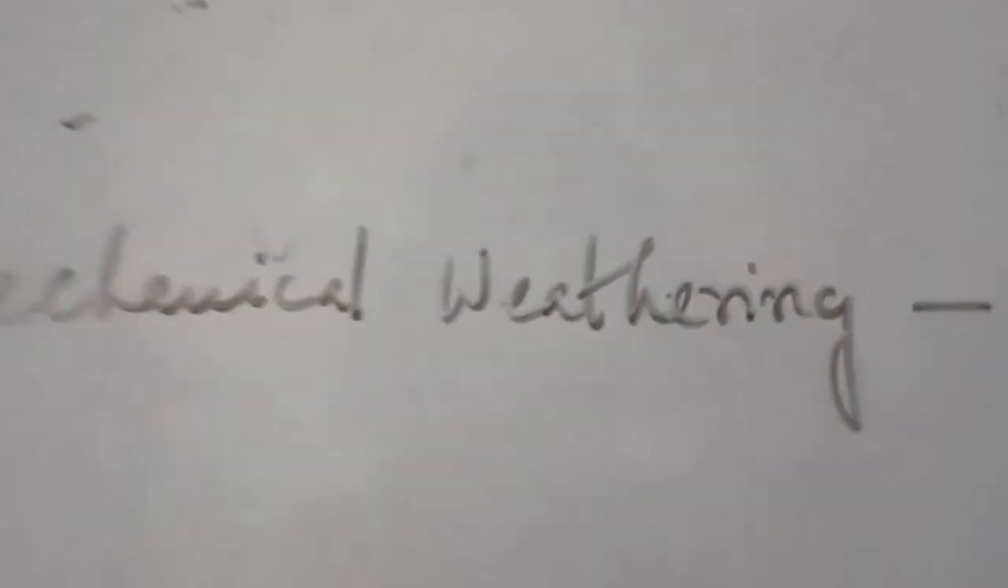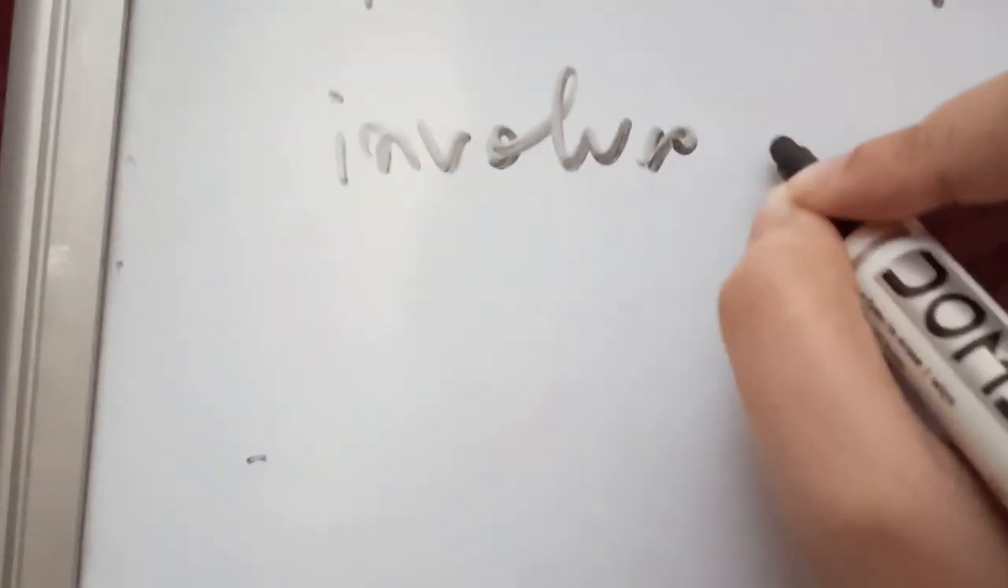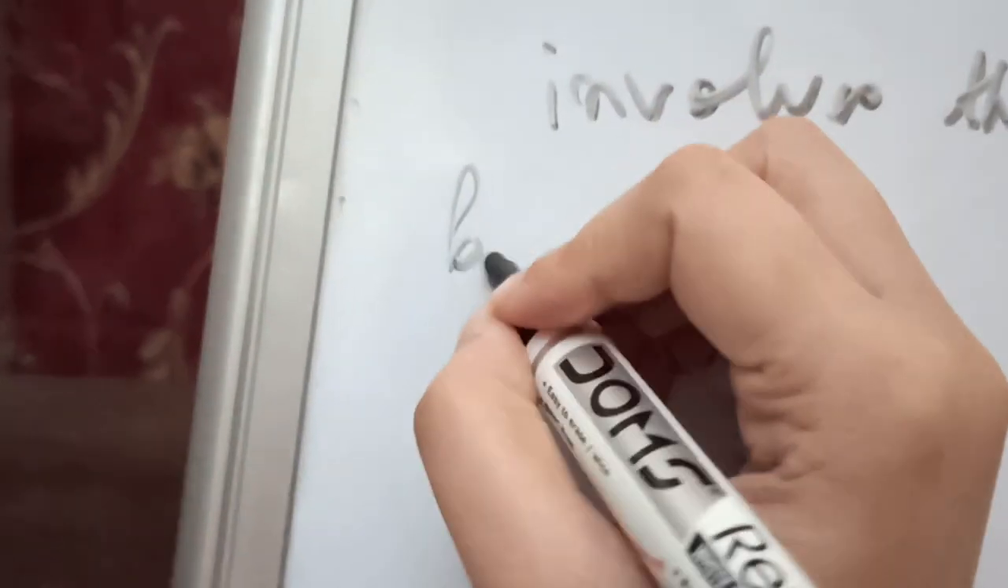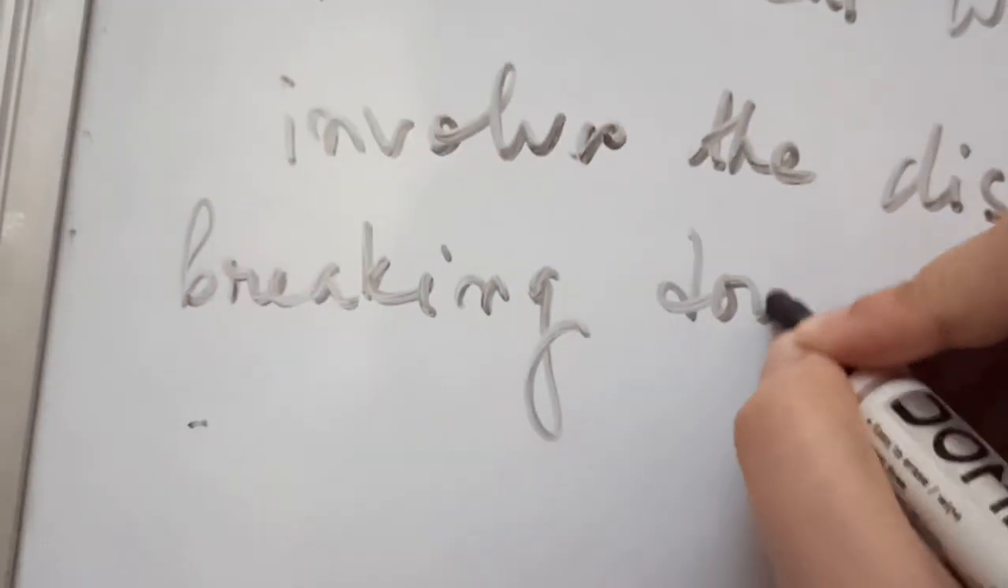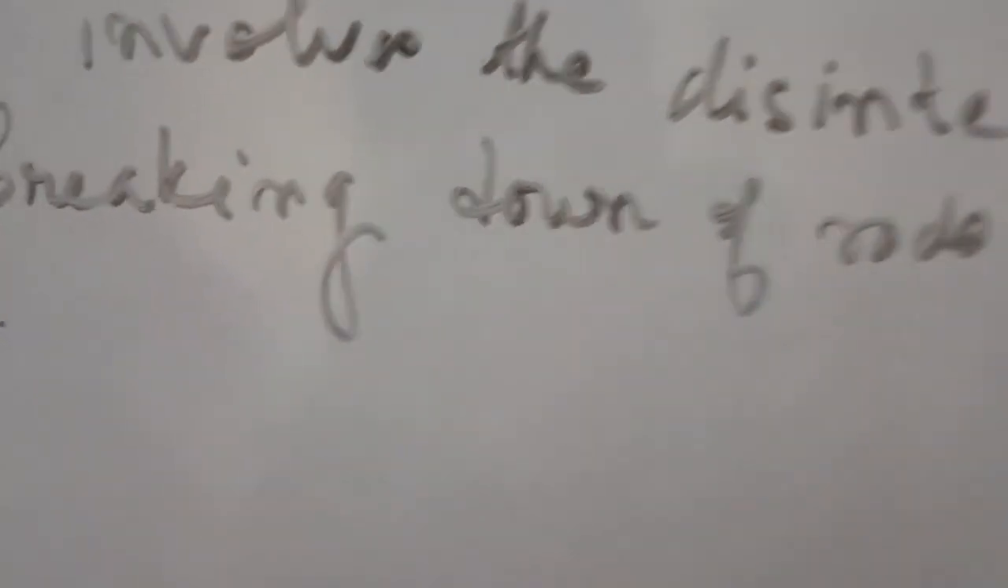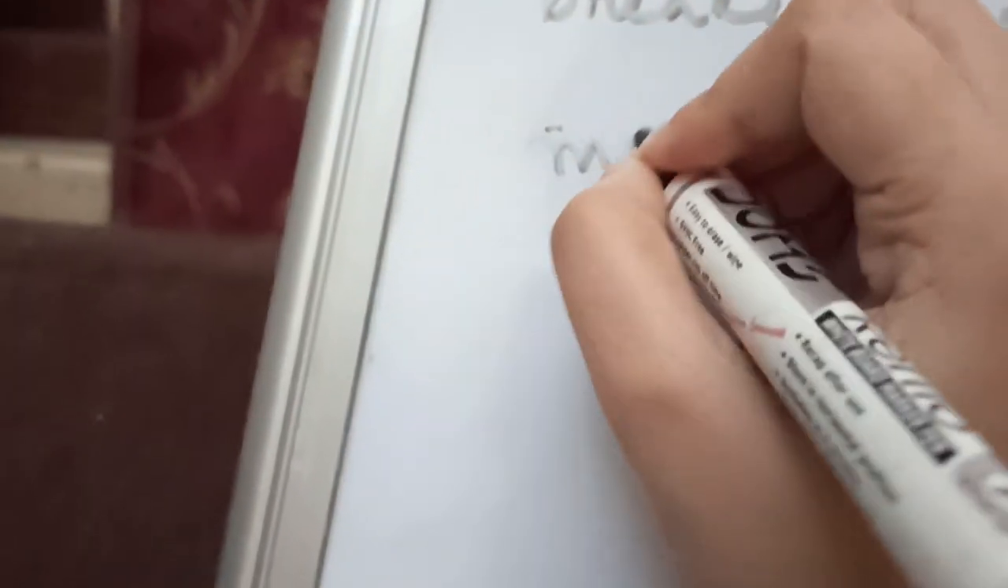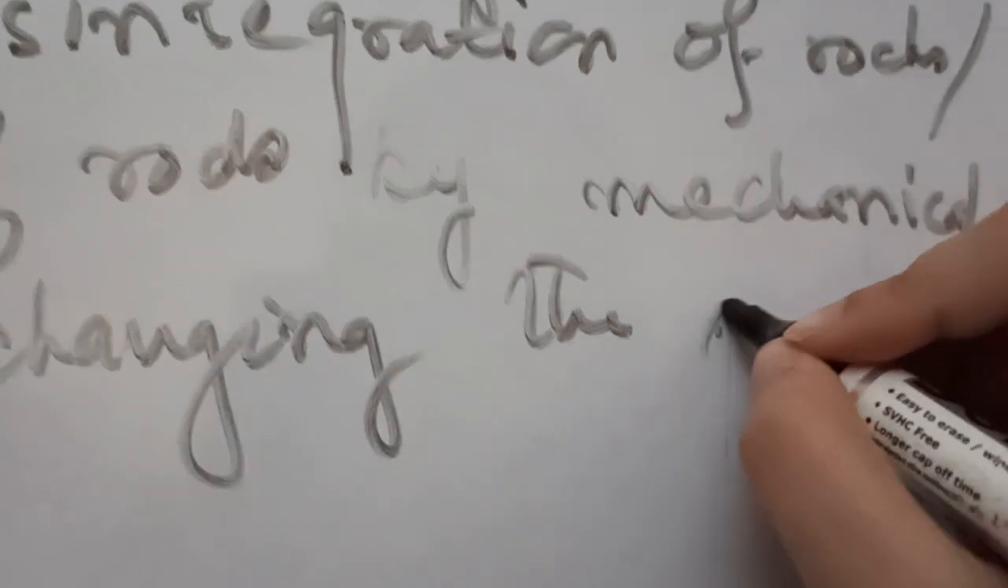So what is the definition, or what do we understand by mechanical weathering? Mechanical weathering involves the disintegration or breaking down of rocks by mechanical means without changing the chemical properties of the rock.